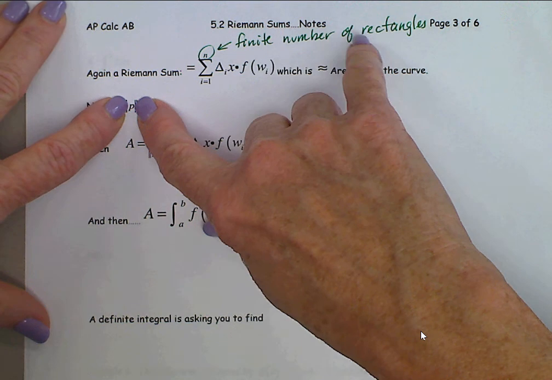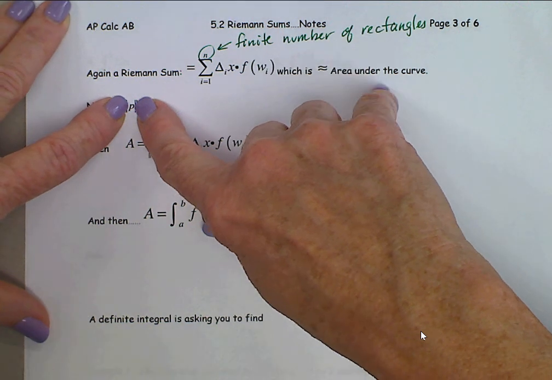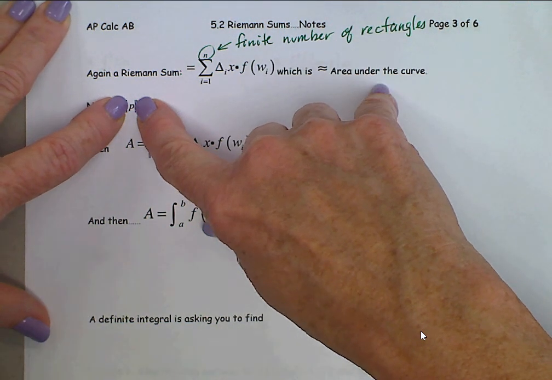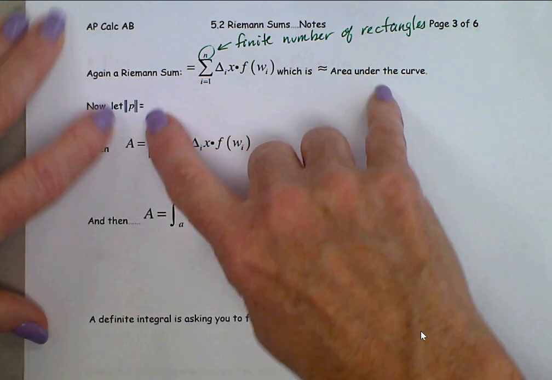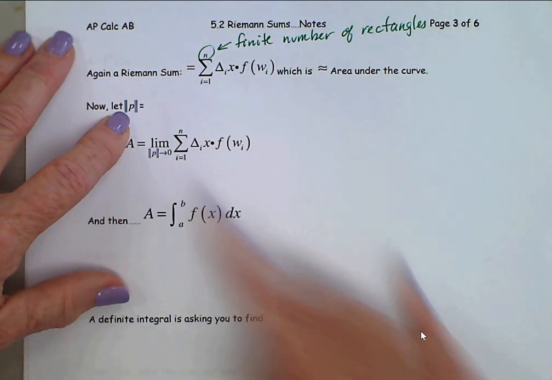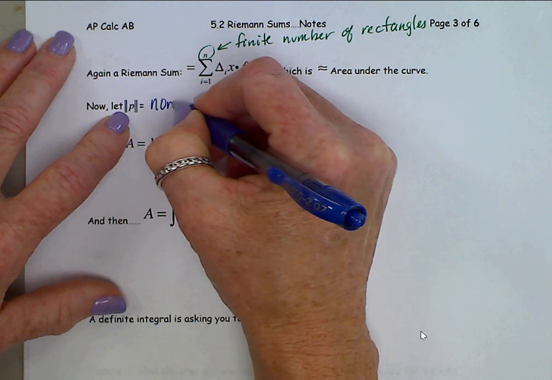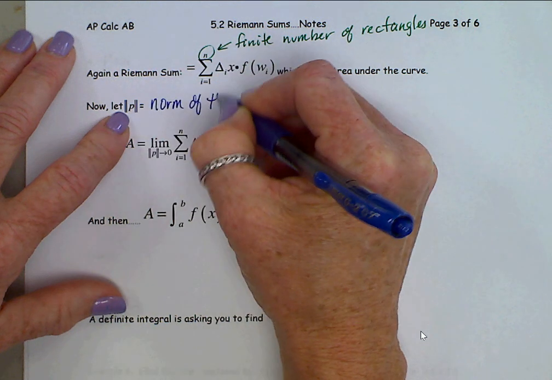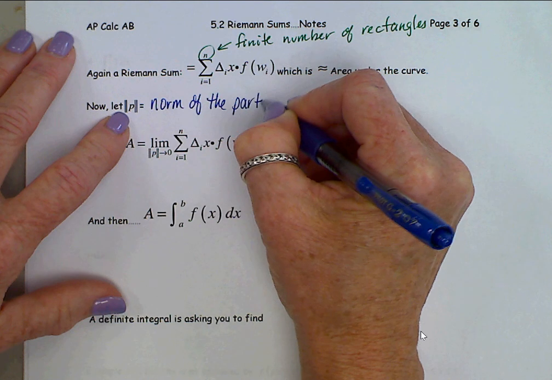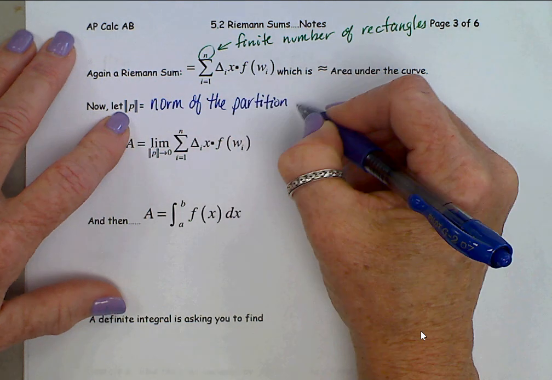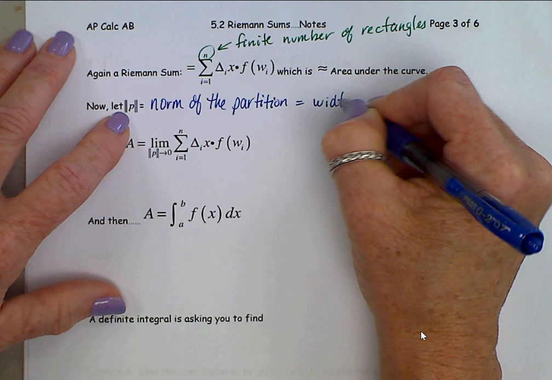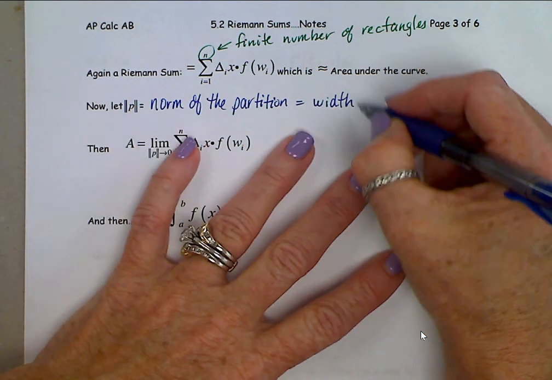Now, remember P from a couple of pages ago. P is the partition, which is how the widths are determined. When we put this double bar around it, this is called the norm of the partition, which is the width of the widest rectangle.